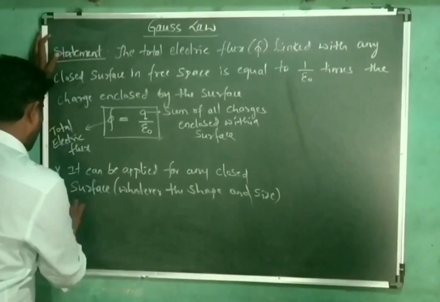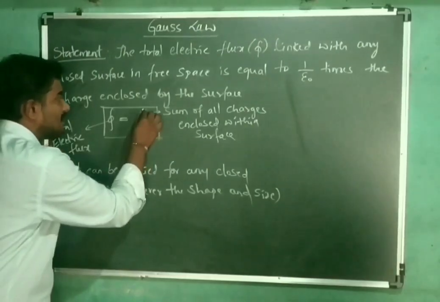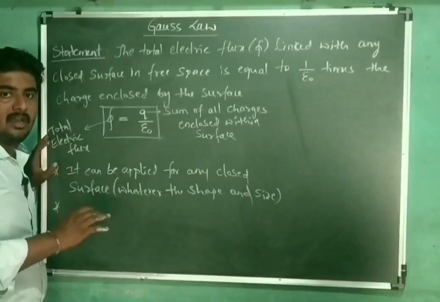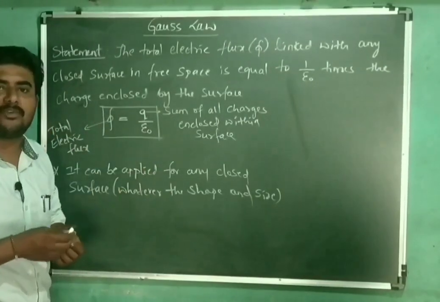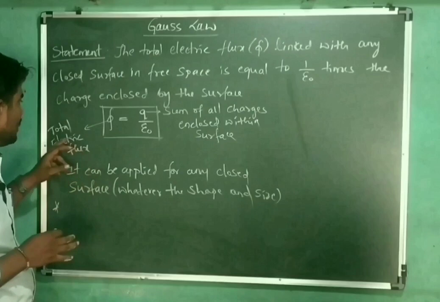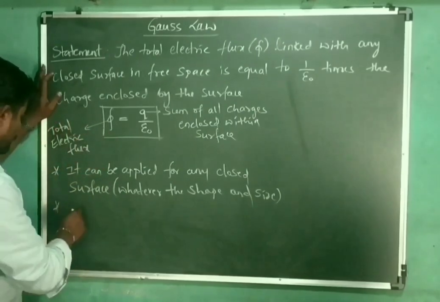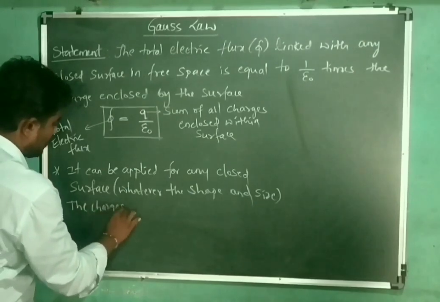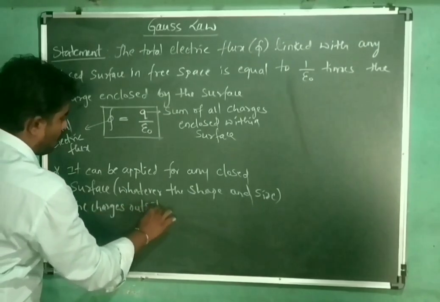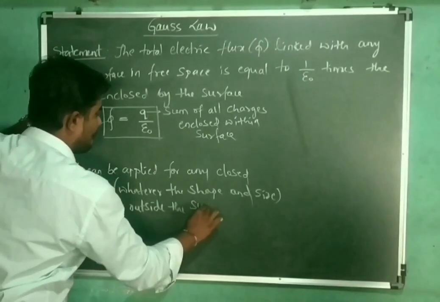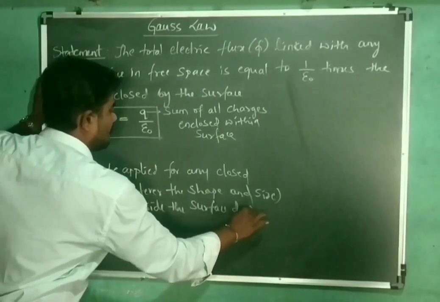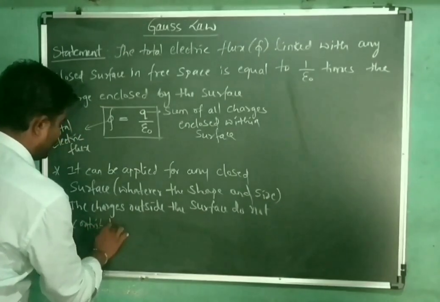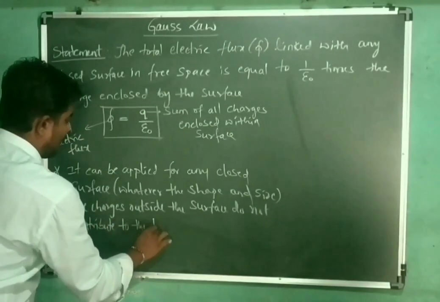And one more important point, this Q charge is within the enclosed surface, I mean within the surface. Charges located outside the surface do not make any contribution to the electric flux. That is the second point. The charges outside the surface do not contribute to the total electric flux.